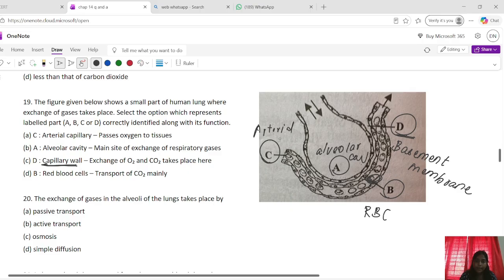Arterial capillary. Arterial capillary passes the oxygen to the tissues. Alveolar cavity, main site of exchange of respiratory gases. And capillary wall, exchange of O2 and CO2. Red blood cells transport CO2 mainly. So what's the correct function identified? B. Alveolar cavity, main site of exchange of respiratory gases.